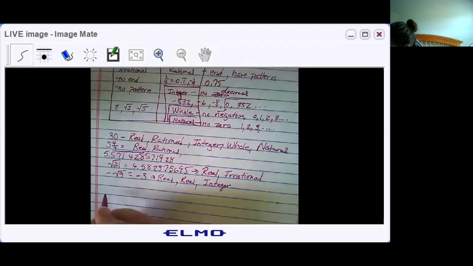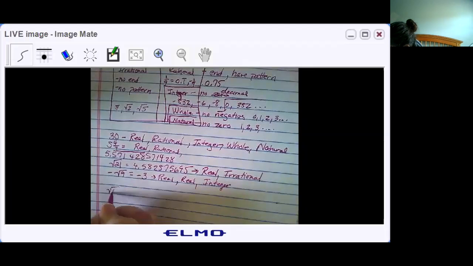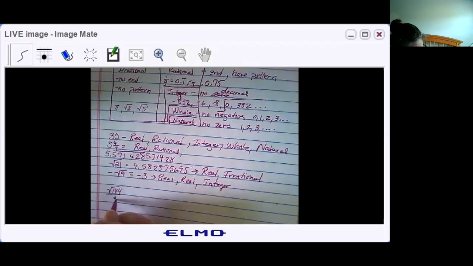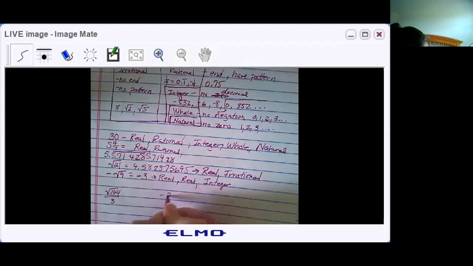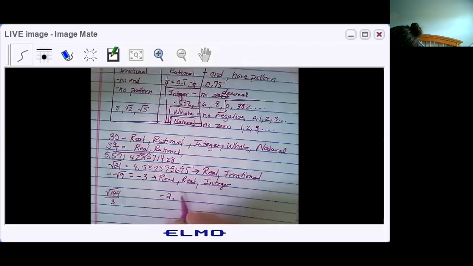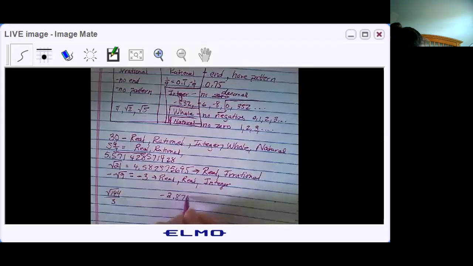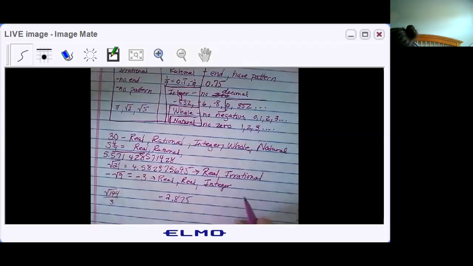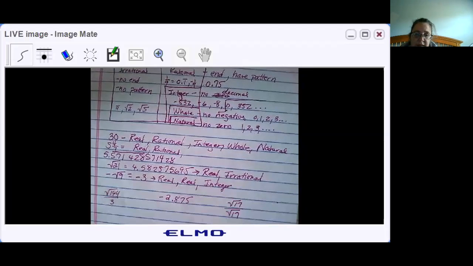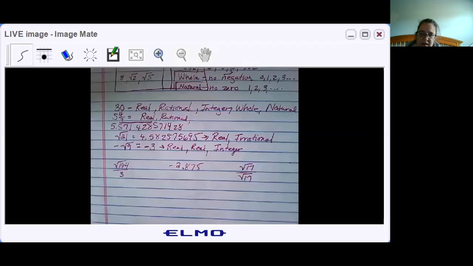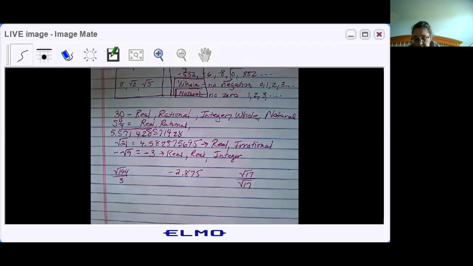So we're going to look at the square root of 144 divided by 3. We're going to look at -2.875. And we're going to look at the square root of 17 over the square root of 17. So those are the three. I want you to take the next 3 to 5 minutes and try on your own. Use your calculator if you need to.